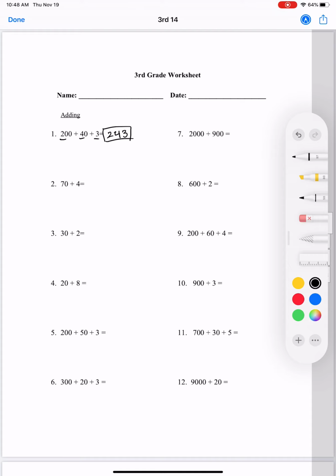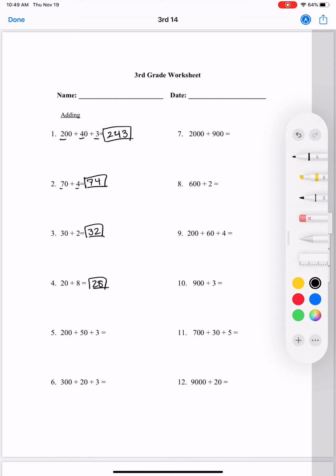Similar to number 1, number 2 gives you a number that has a value that's not 0 in the tens place and the ones place. So you put the 7 in the tens place and the 4 in the ones place, and you get your answer. Like number 2, number 3 is the same, 32, 28.